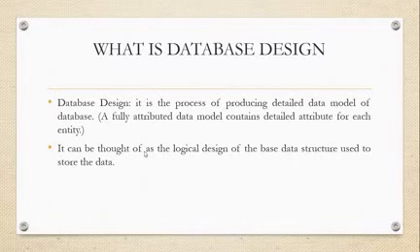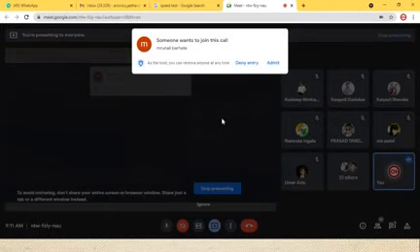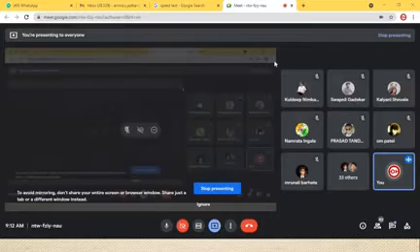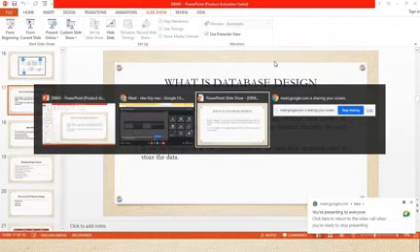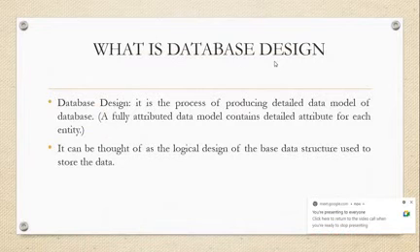So it can be thought of as the logical design of the base data structure used to store the data. While storing the data, we need to imagine, for example, that I want to store the data of something called a student table. In that, we need to understand what attributes are needed to store the data.